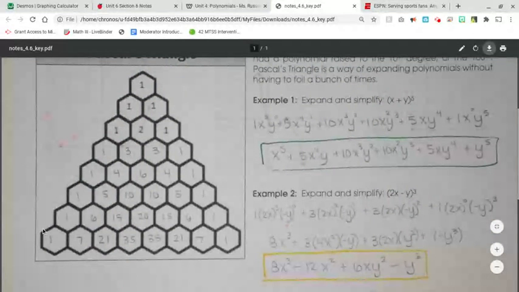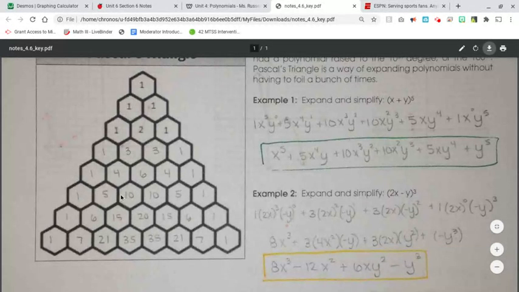So you have all ones on the left side, all ones down the right side. And the way you get the middle numbers is adding the two above them together. So 1 plus 2 is 3. 2 plus 1 is 3. That's how you get that row. 1 plus 3 is 4. 3 plus 3 is 6. 3 plus 1 is 4. 1 plus 4 is 5. 4 plus 6 is 10. 6 plus 4 is 10. And 4 plus 1 is 5.